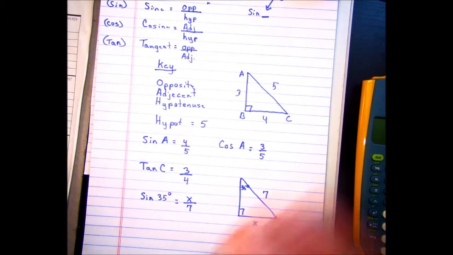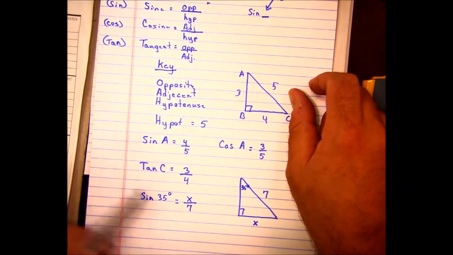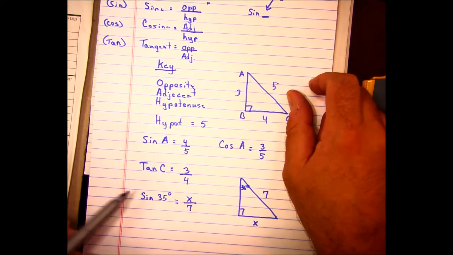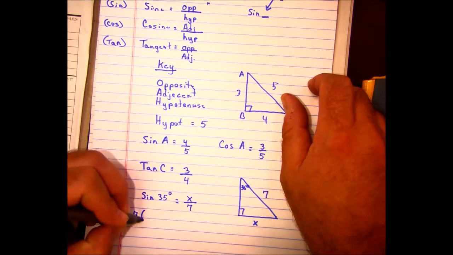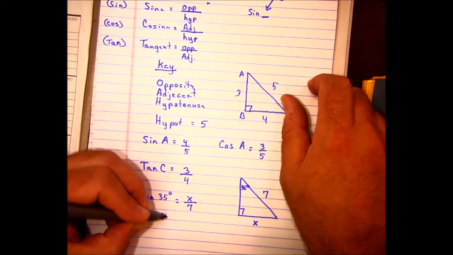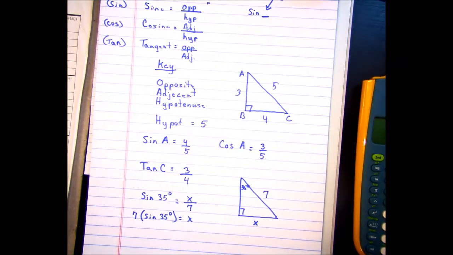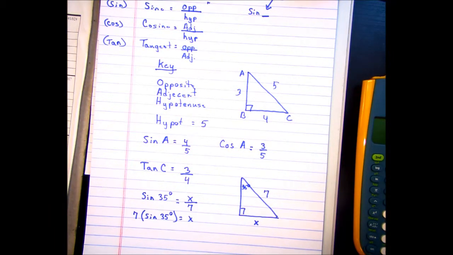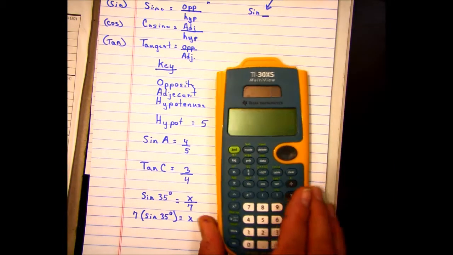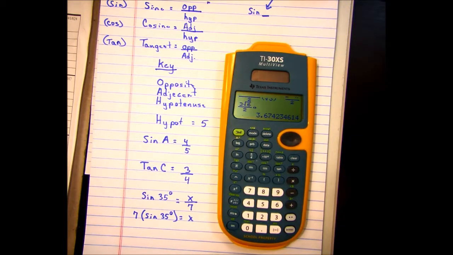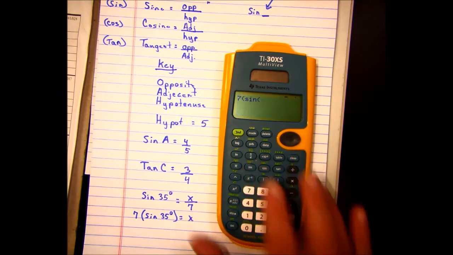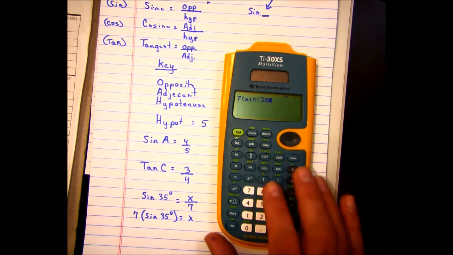Now this is where those mad algebra skills come in. How do I get x by itself? I multiply both sides by 7. There you go. The sine of 35 degrees times 7 equals x. Now you can do all this without even a calculator. But when you get to class is when you're going to want to use the calculator. So what do we do? Well, let's look at it. I do 7 times the sine. Holy cow, look at that. It puts it on there. 35 degrees.